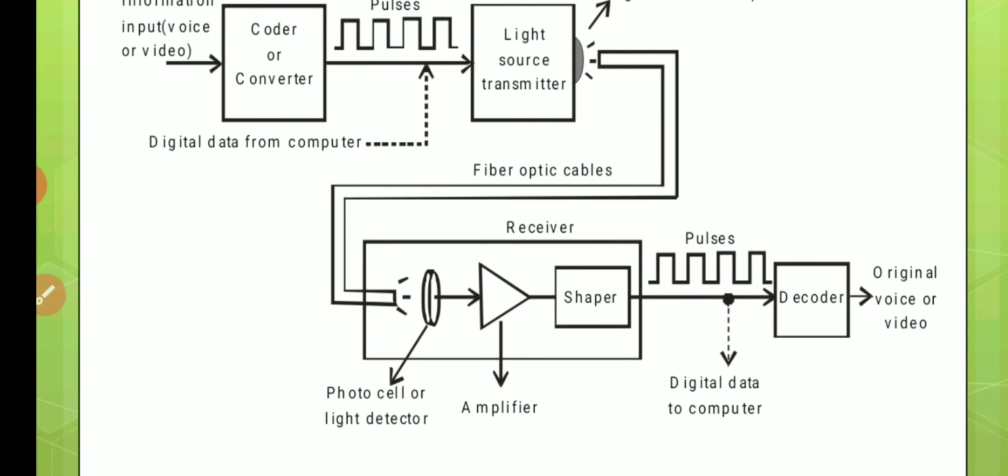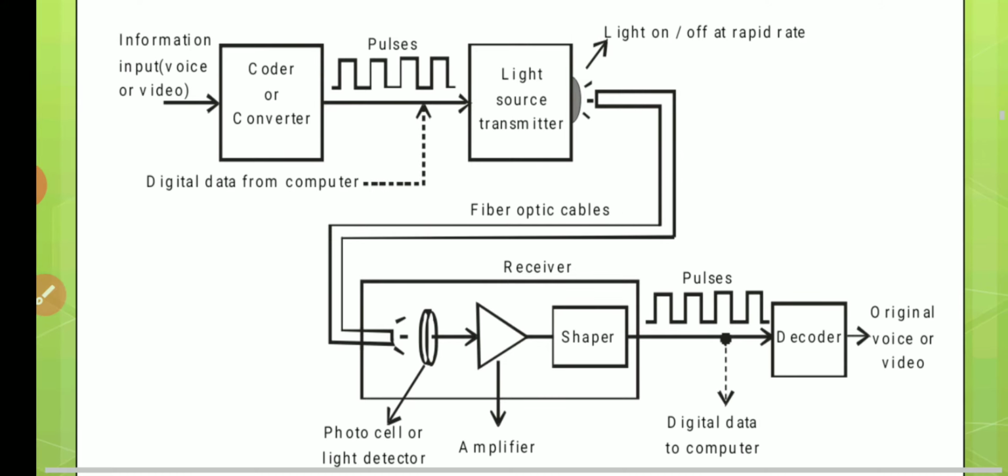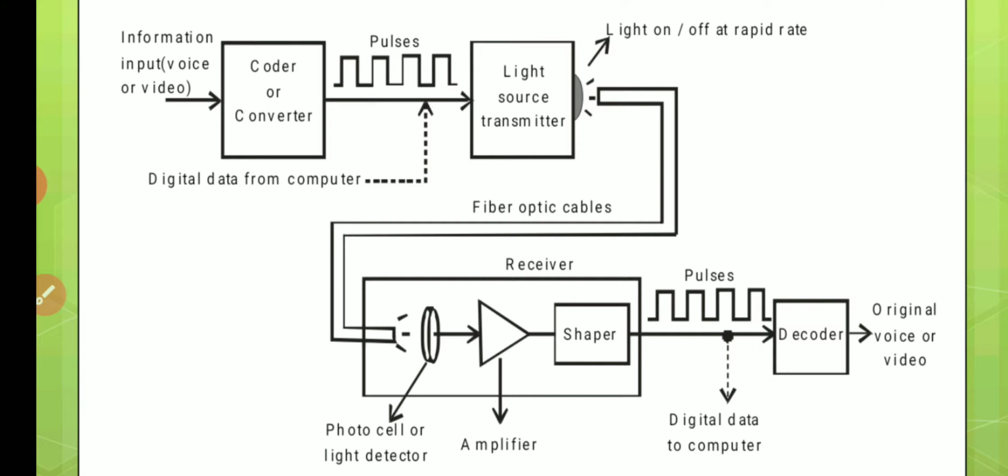Then a photodiode is placed as the light detector. Then this signal is amplified by an amplifier. Then on the receiver side, again a shaper converts these into correct pulses, zeros and ones. Then we use a decoder, that is, we decode these zeros and ones pulses into the original voice or video. This is the simple block diagram for an optical fiber communication.